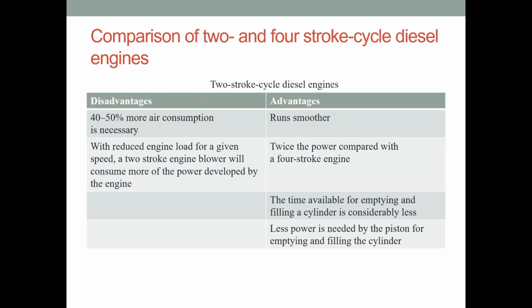So there are some advantages and disadvantages between two-stroke and four-stroke diesel. For instance, one of the disadvantages of two-stroke is that 40 to 50% more air consumption is necessary in order to work. That's why you have an air compressor. With reduced engine load for a given speed, a two-stroke engine blower will consume more of the power developed by the engine. But of course, it runs smoother, with twice the power compared with the four-stroke engine. The time available for emptying and filling a cylinder is considerably less in two-stroke compared with four-stroke cycle.